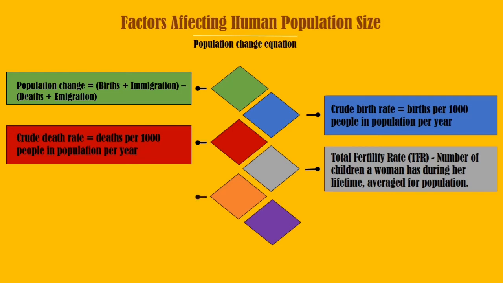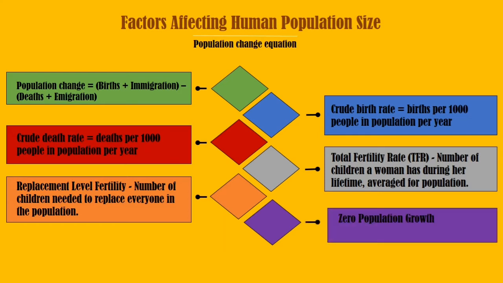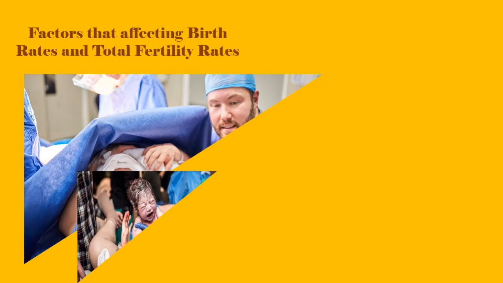Another factor is the replacement level fertility, which is the number of children needed to replace everyone in the population. And another is the zero population growth, that is when birth rate equals death rate. Then next are the factors affecting birth rates and total fertility rates.